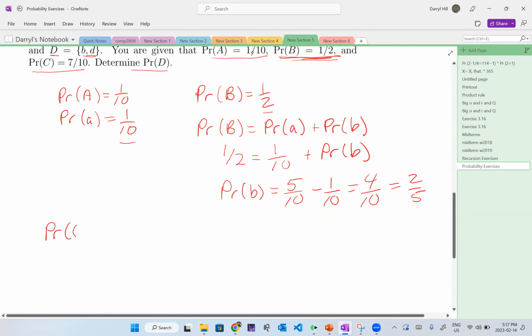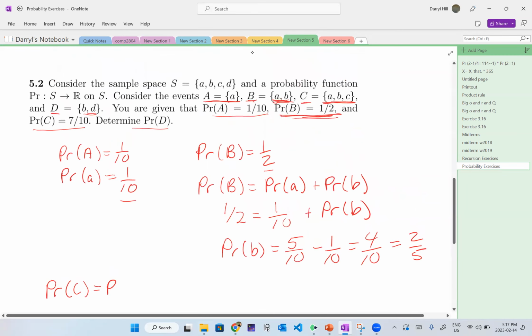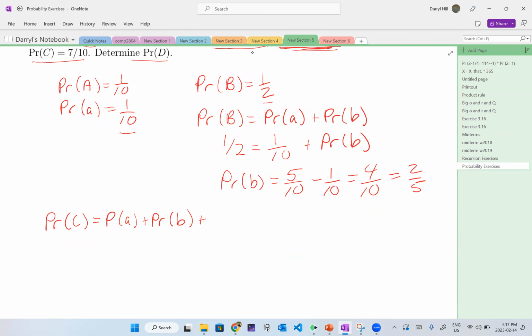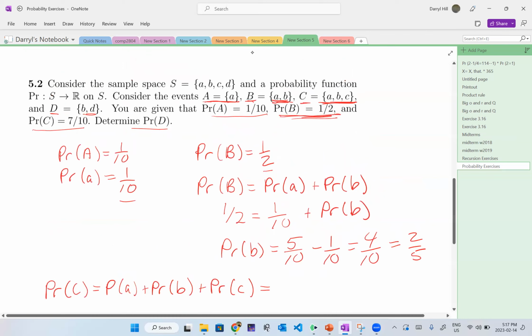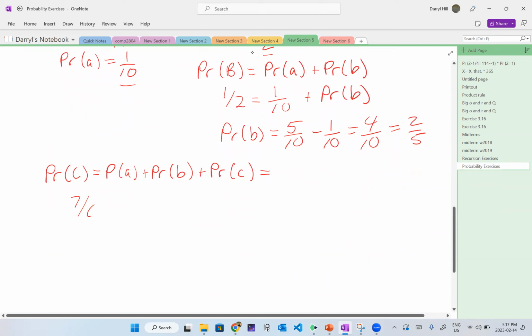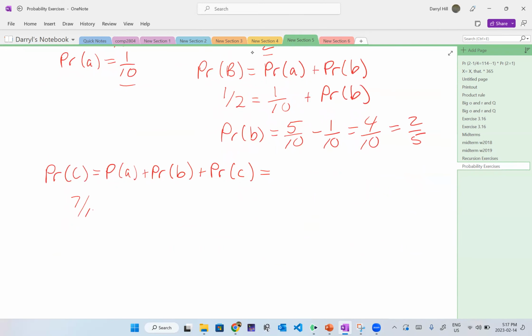So the probability of big C is equal to the sum of the probabilities of little a, little b, and little c. I'm probably doing actually too much work here. But yeah, probability of big C is 7/10. Probability of little a is 1/10. Probability of little b is 2/5, plus the probability of little c. So we can solve for that. What is that? So 1/2.